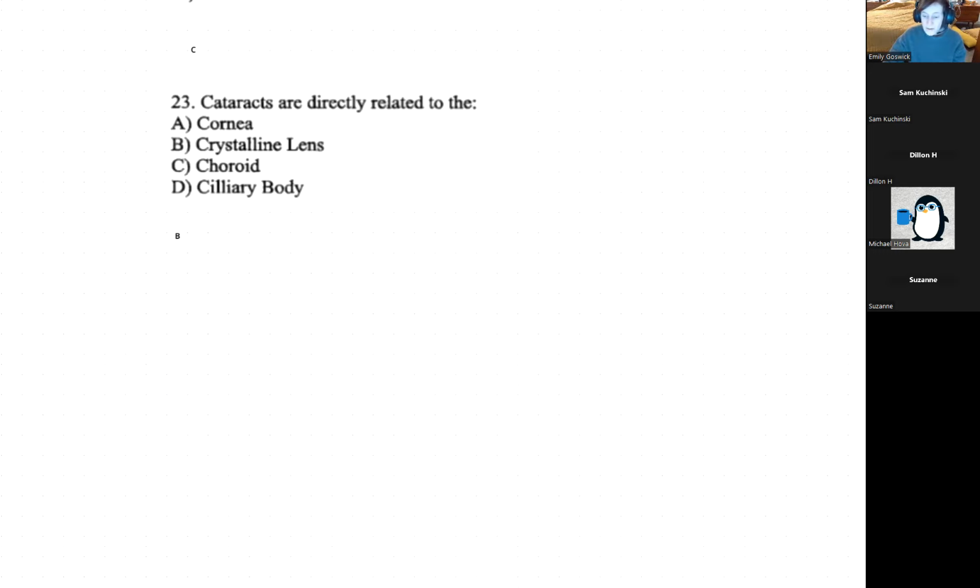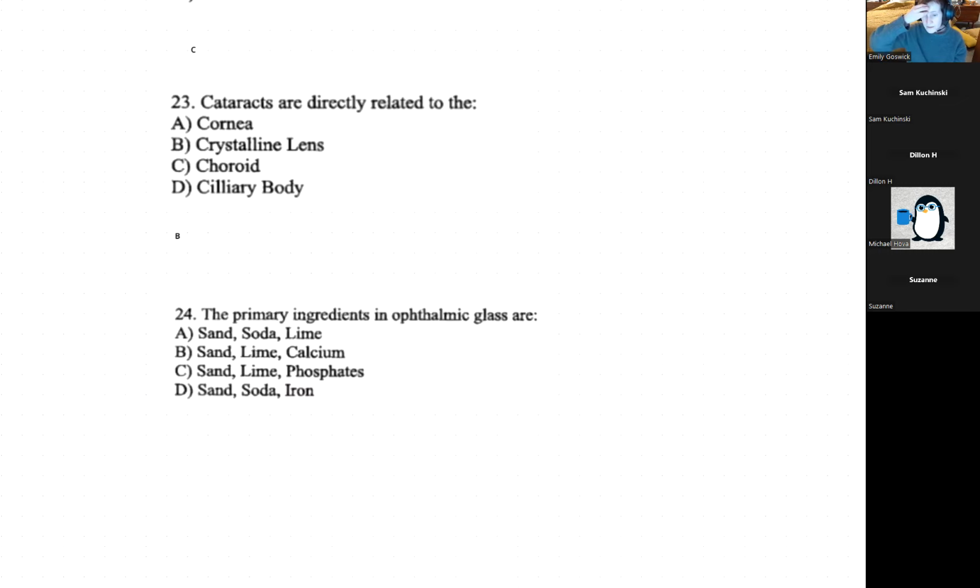Next thing, this is a memory one. So question is, the primary ingredients in ophthalmic glass are sand, soda, lime; sand, lime, calcium; sand, lime, phosphates; or sand, soda, and iron. Okay. So that is going to be B, right? So I suppose if you knew a lot about minerals, you might know that. I do not, but in this case, I would memorize sand, lime, calcium.